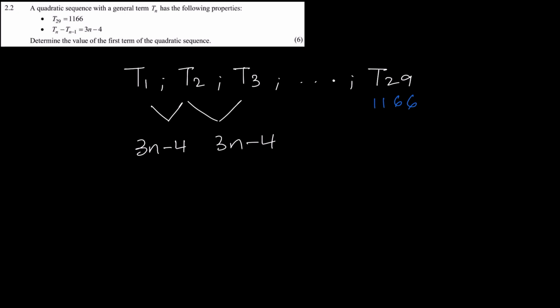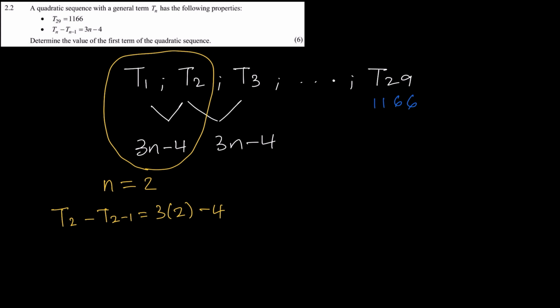Now what we'll do is let's just focus on the first two terms. So T1, T2, and their difference being 3n minus 4. Now, when n is 2, remember n is just a number, right? We can substitute a number in. So for example, we are interested in term 2 and term 1. So we can substitute when n equals 2, the equation looks like this.